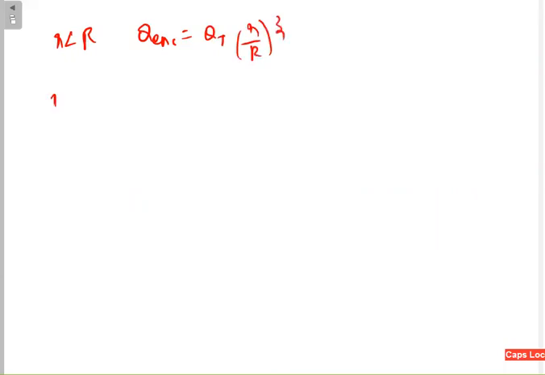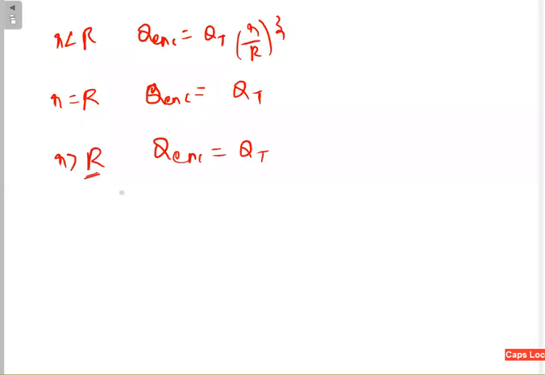When r is equal to R, Q enclosed is equal to QT only. Again, even if you go to r greater than R, in that case also Q enclosed is equal to QT only, because your solid sphere is extended only up to capital R. Even if you choose an imaginary surface with r greater than R, Q enclosed is equal to QT only.